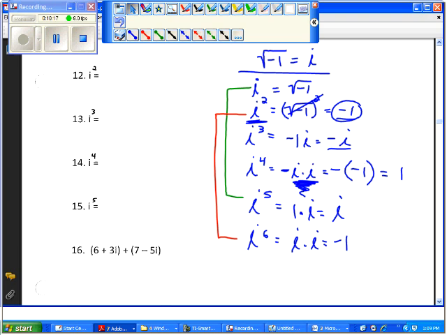So what we need to do is memorize i through i to the 4th, and then realize if you add 4 to any of those, or 8, or 12, or 16, you're back to the same thing, okay? So we're going to memorize then that i squared is negative 1, i cubed is negative i, i to the 4th is 1, and i to the 5th is i.